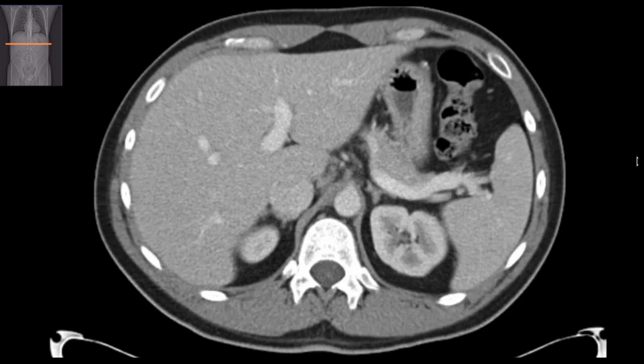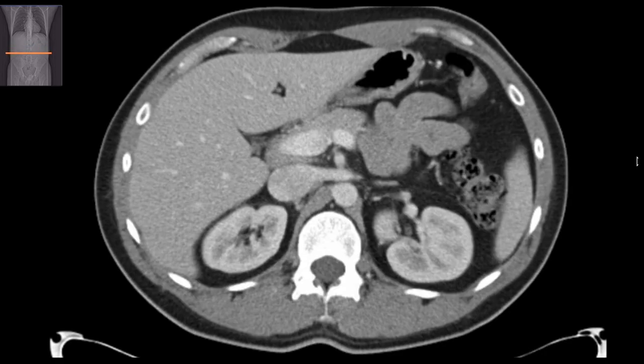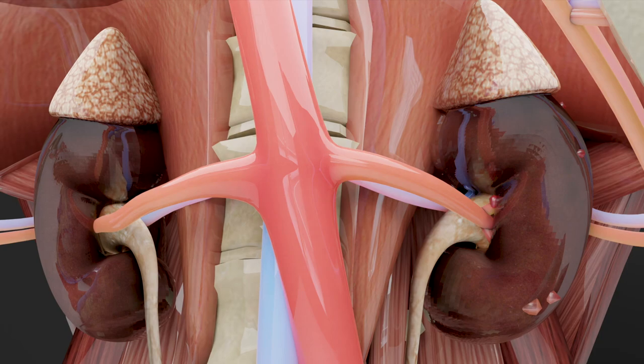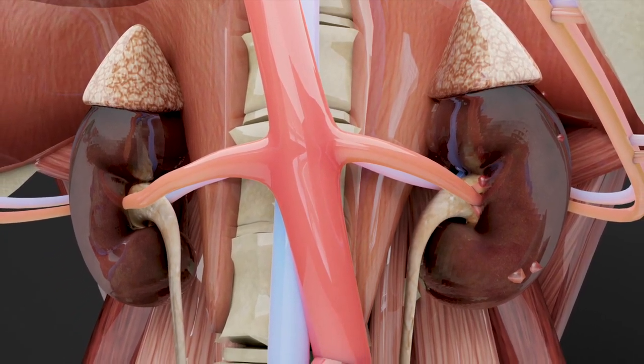When you look slightly higher, you'll find two small triangular-shaped glands sitting right on top of each kidney. These are the adrenal glands. They're often subtle on imaging, but once you know where to look, their shape and typical location make them easier to spot. As we move a bit further down, the kidneys themselves come into view. The right kidney typically sits a little lower than the left because of the position of the liver.